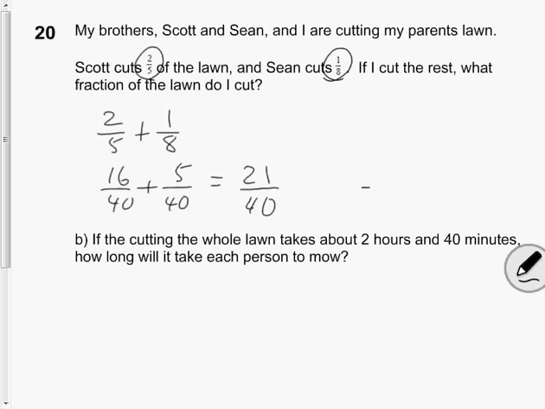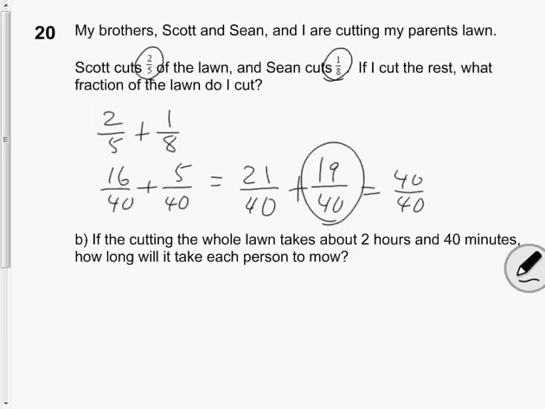Now, obviously, 100% of the lawn is going to be 40/40ths. So since I mowed the rest, I had to mow 19/40ths of the lawn, or just a little bit under a half of the lawn. So now we know what fraction of the lawn each person mowed.